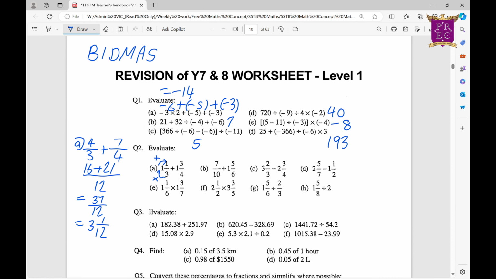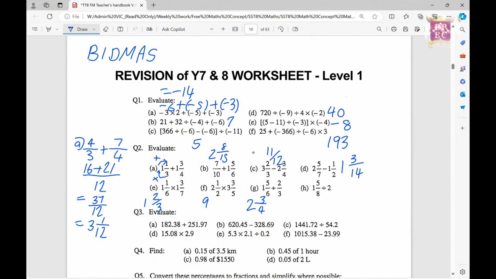I'll give you the answers for the rest. So B is 2 and 8/15. C is 11/12. D is 1 and 3/14. E is 1 and 2/3. That's a bit off. Let me just draw it properly, like that. And F is just 9. G is 2 and 3/4. And we'll do the last one together.